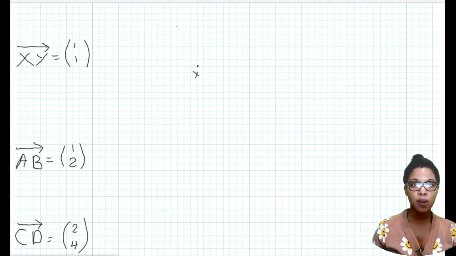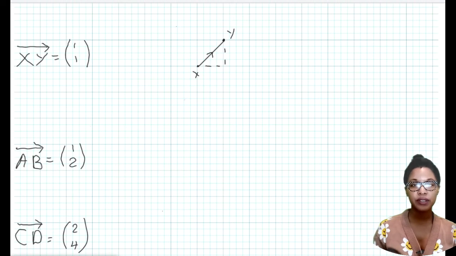So first we choose a point. Because they didn't state to start from the origin, we could start anywhere on the grid. So we use the point X and we go 1 unit to the right because it's positive, and 1 unit up because it's also positive. We label where we end Y, and we draw a straight line from X to Y, and we put our arrow to show the direction of the vector.